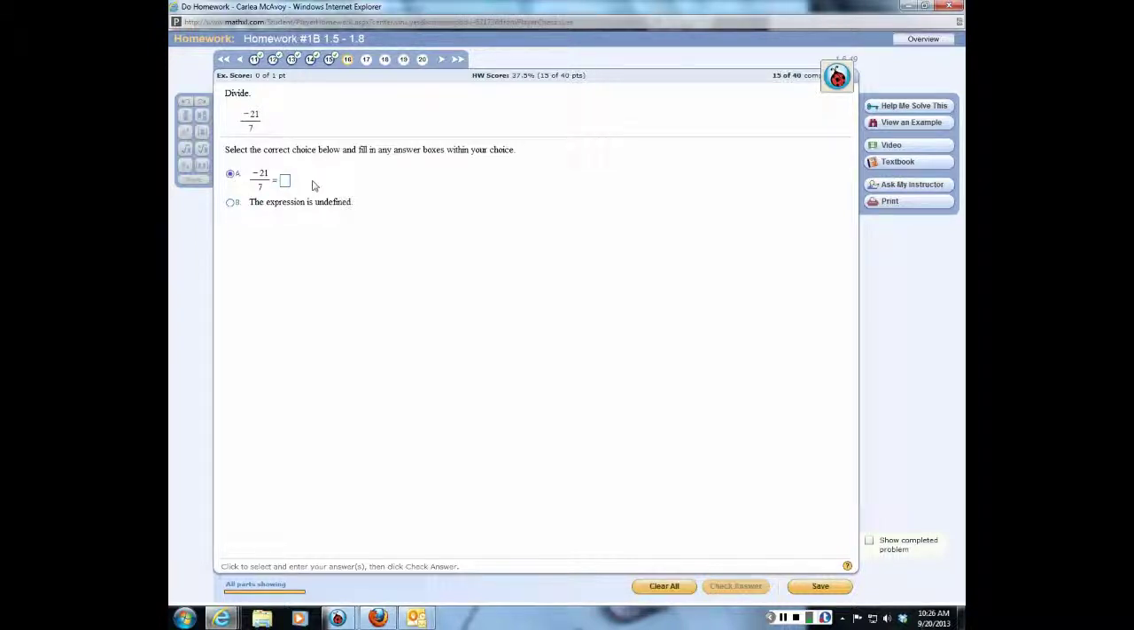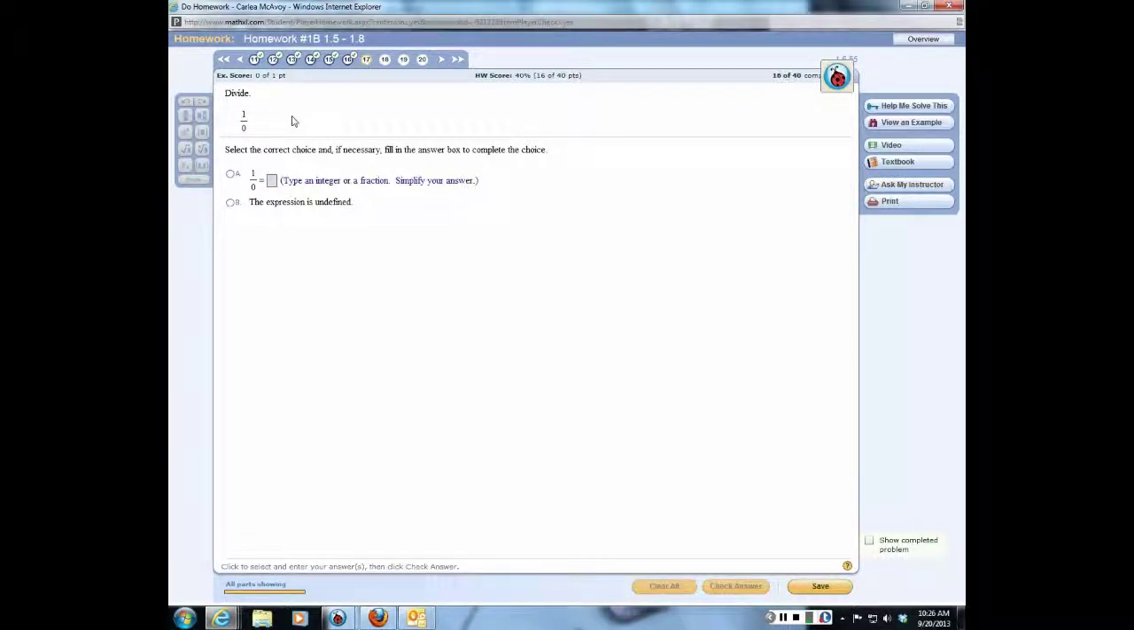But what about the sign here? I've got 1 negative and 1 positive. That's an odd number of negatives. When you have an odd number of negatives, you get a negative answer. So that's going to be negative 3. The number parts don't change. 21 divided by 7 is still going to be 3.